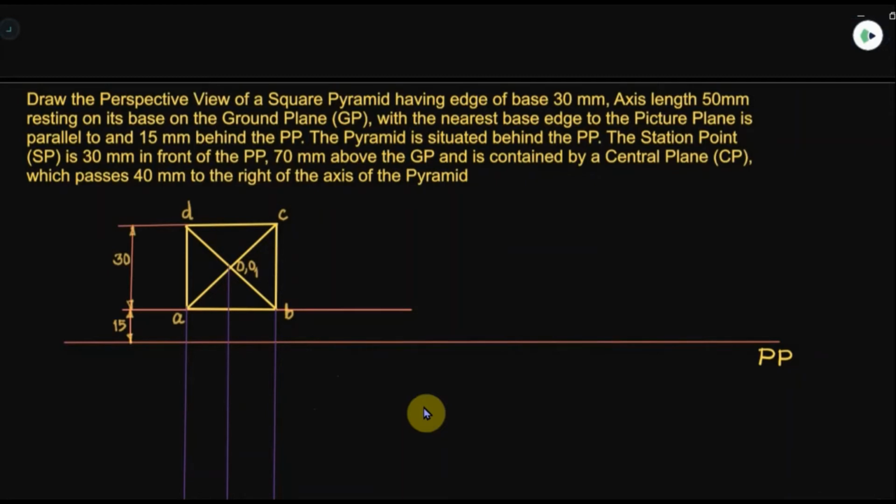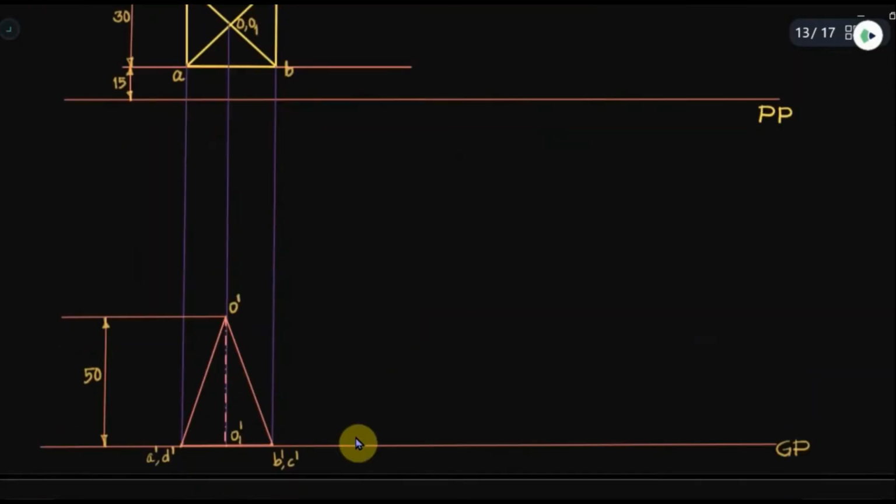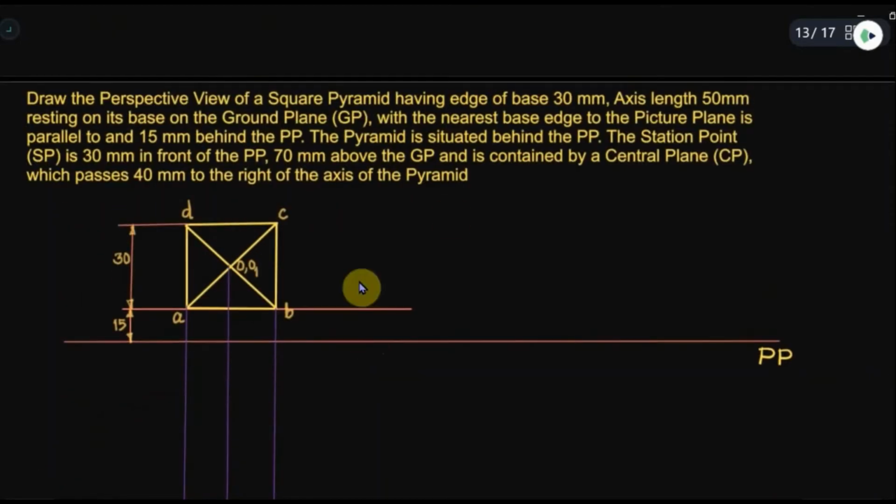Top view of the station point and front view of the station point you have to locate. So the distance in front of the picture plane to the station point is to be utilized for marking the top view of the station point, and the front view of the station point is obtained from this statement. See, this is 70 mm above GP. So above GP, if you draw a line at a height of 70 mm above GP, the front view of the station point is located.